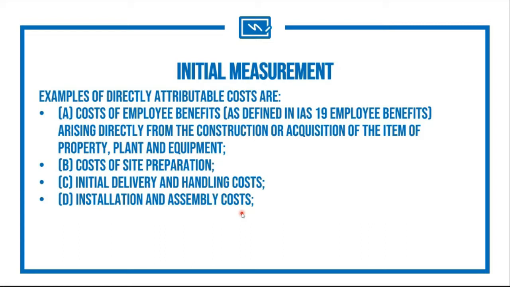So first, we have cost of employee benefits arising directly from the construction or acquisition of the item of property, plant, and equipment. So meaning, if you paid your employees, or the amount that you paid to your employees in relation to the preparation of the PPE that you acquired, that's a capitalizable cost. Letter B, cost of site preparation. So the amount that you spent in order for you to prepare the location or to prepare the area where you are going to install the PPE. Letter C, initial delivery and handling cost. Letter D, installation and assembly costs.